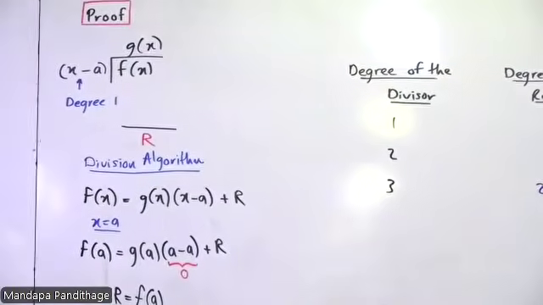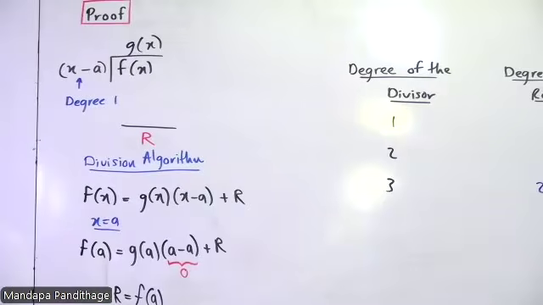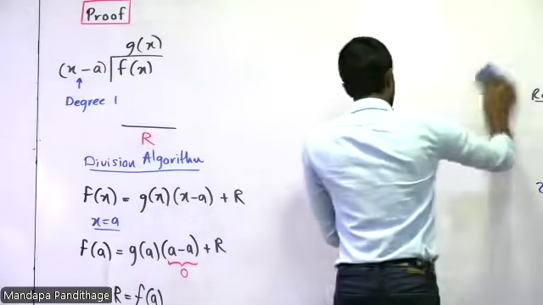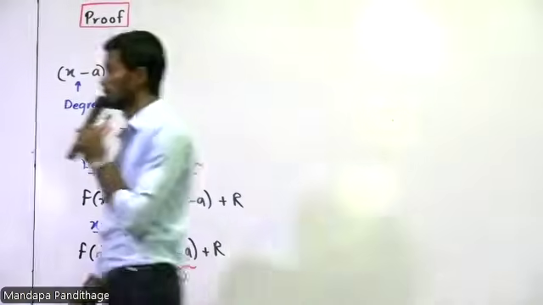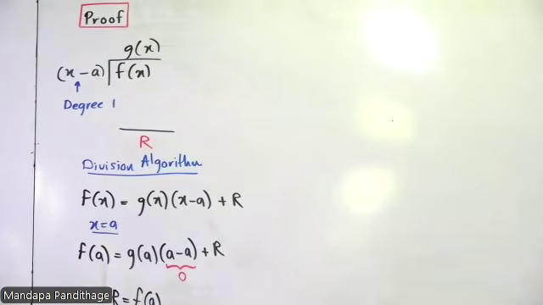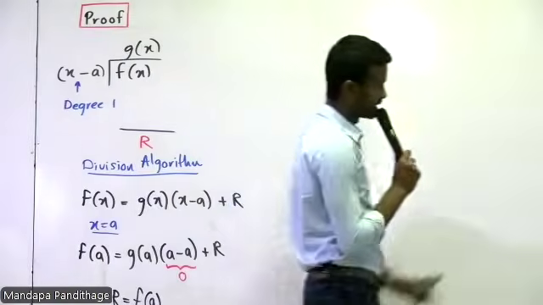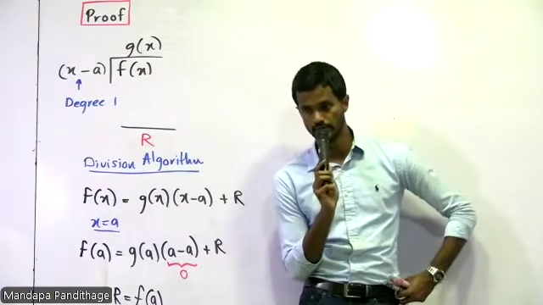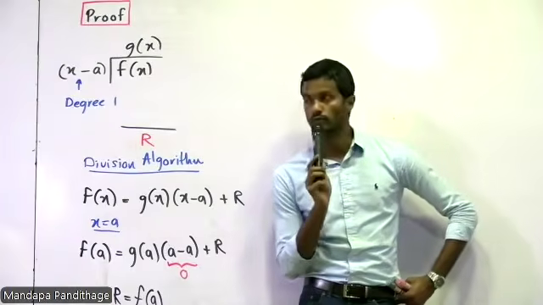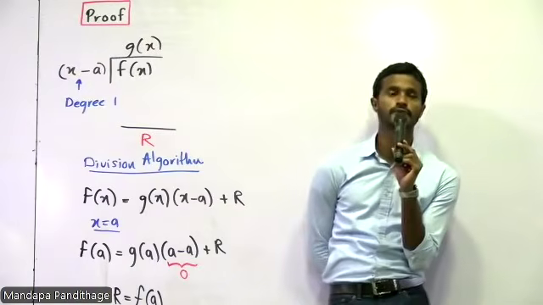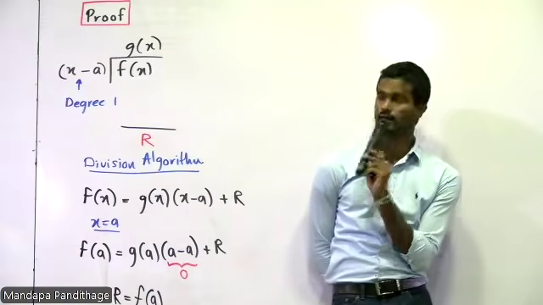Let's take the remainder as r, and the quotient as g(x), when f(x) is divided by x minus a. We need to prove that r equals f(a).